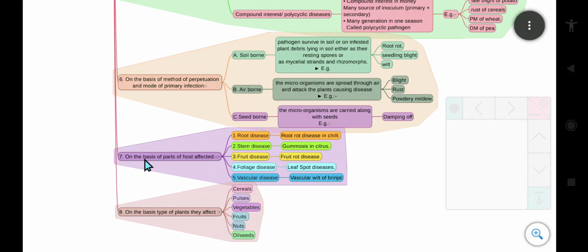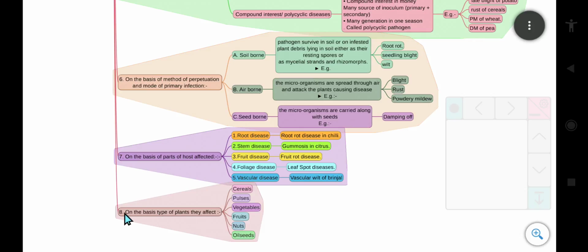The seventh is the classification of plant diseases on the basis of parts of host affected. The first one is root disease. Its example is root rot disease in chili. The second one is stem disease. Its example is gummosis in citrus. Third one is fruit diseases. Its example is fruit rot disease. Fourth is foliage diseases. Its example is leaf spot diseases. Fifth is vascular diseases. Its example is vascular wilt of brinjal.